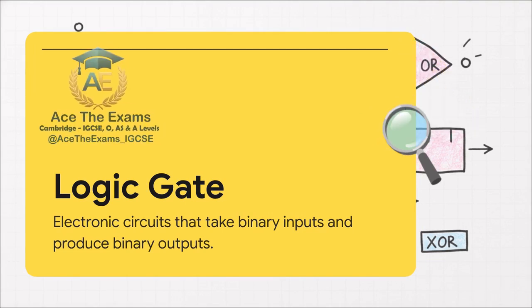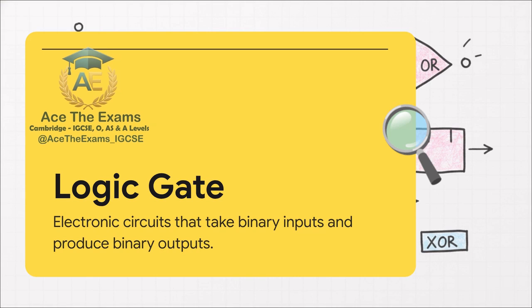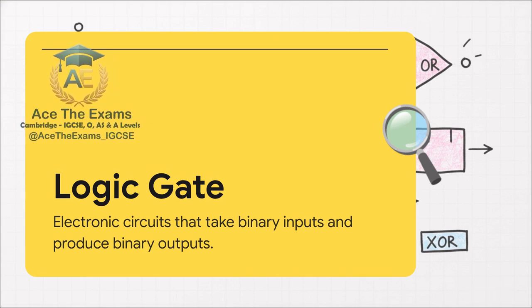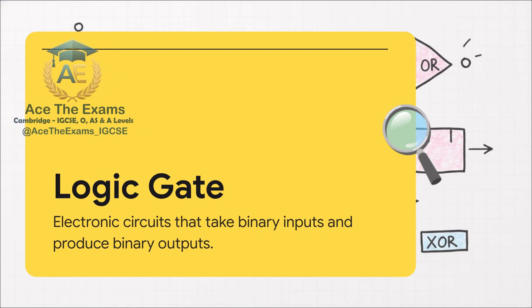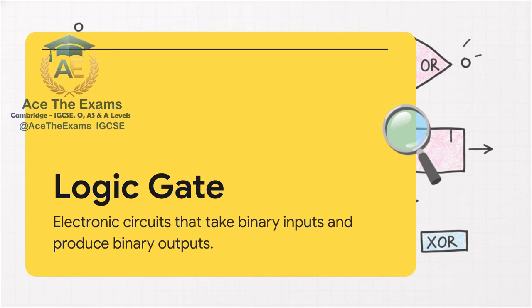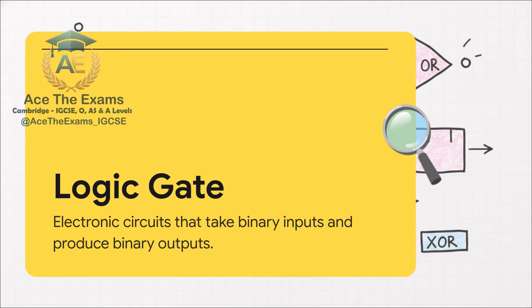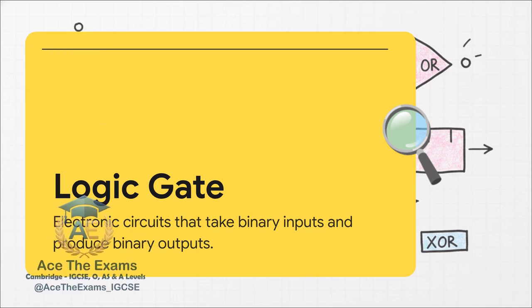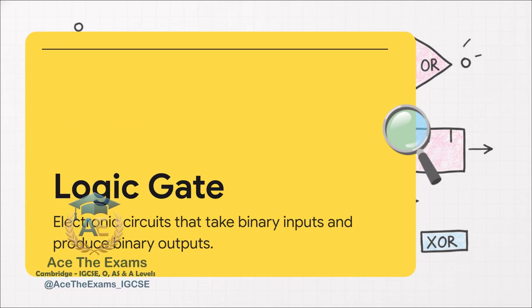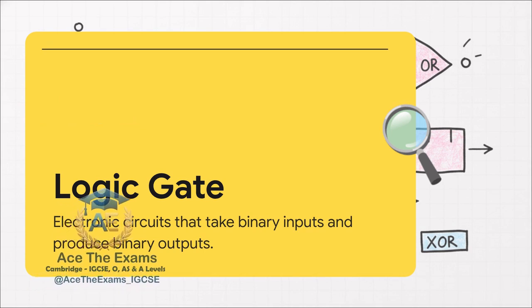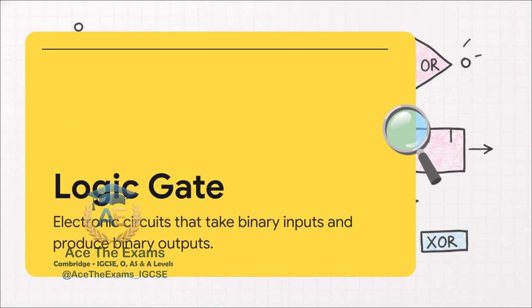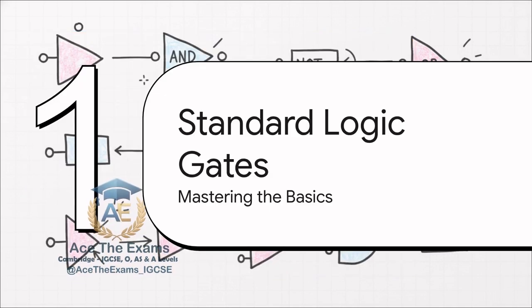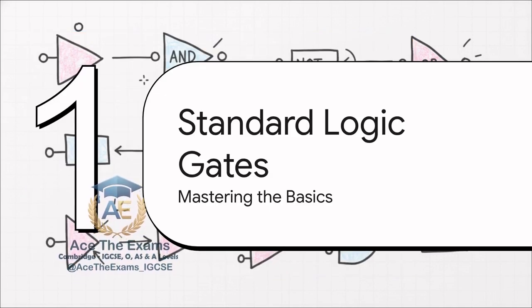At its core, it's just an electronic circuit that takes binary inputs and spits out binary outputs. That's it, just a flow of ones and zeros, ons and offs. But don't let that simplicity fool you. The device you're watching this on right now is made up of thousands upon thousands of these individual logic gates. And when you combine them, they form these incredibly intricate logic circuits that power our entire digital world. So let's jump right into Section 1, Standard Logic Gates. Time to master the basics.